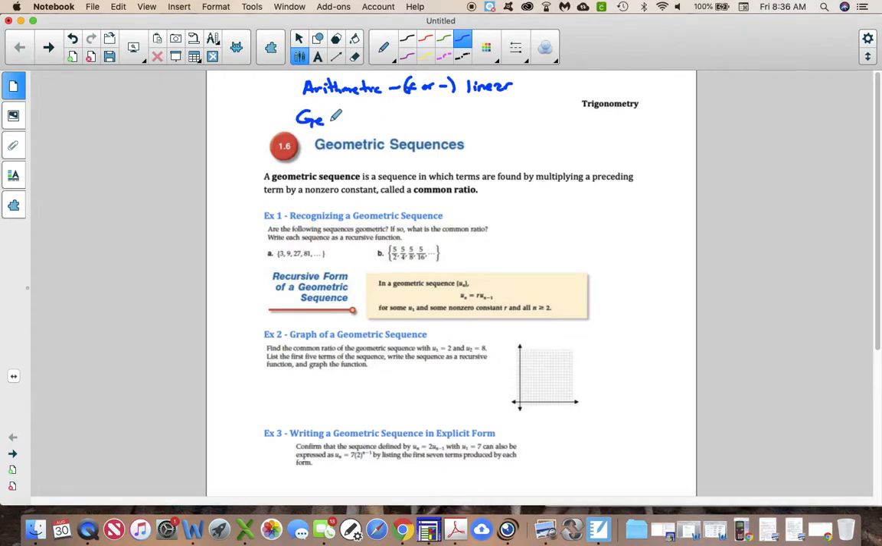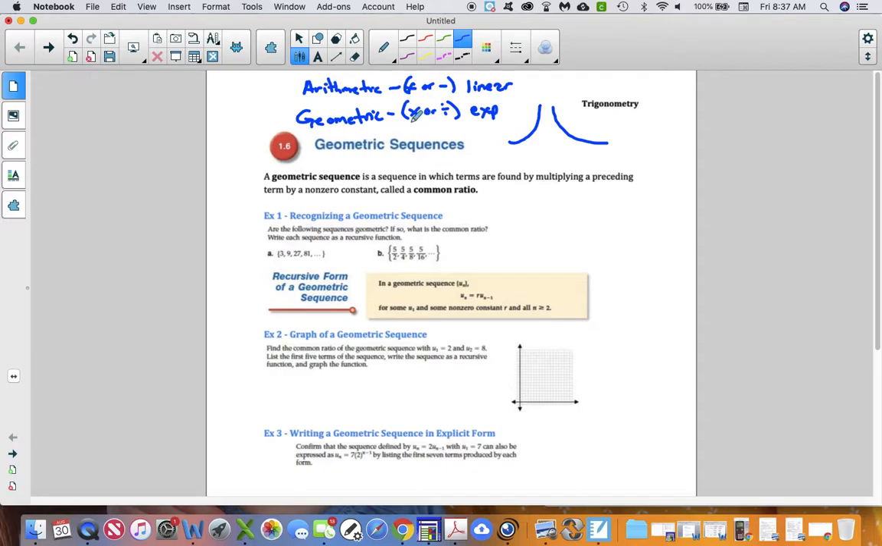Geometric. Geometric sequences we've talked about a little bit before, and those are either multiplying or dividing. And those look like exponential functions, okay? Exponential functions look kind of like that. They start out real low and then go really, really high. Or sometimes they'll start out real high and then level off like this. Both of those are exponential functions.